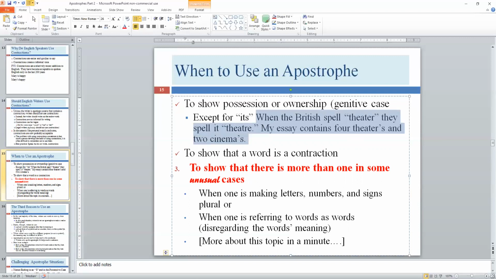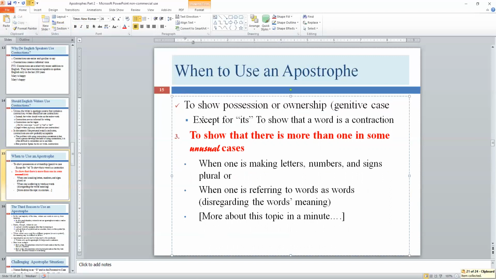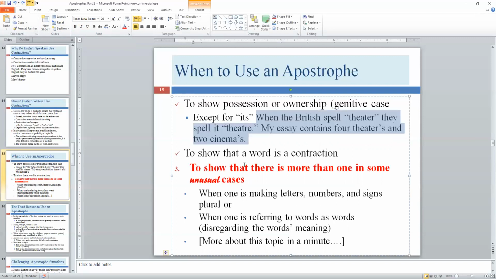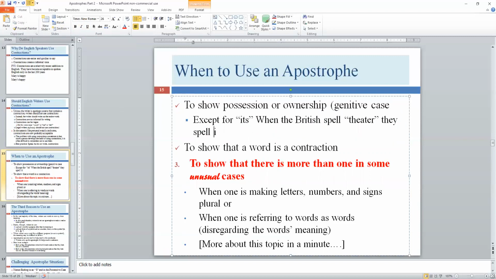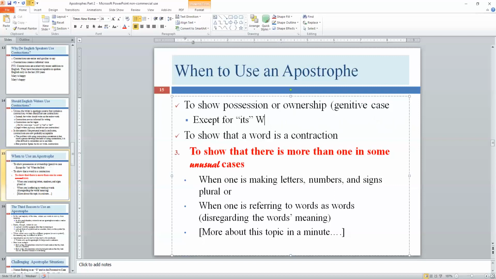Now, it is fine to do this. It is fine to use the apostrophe in this way. I tend not to, but it's a perfectly valid choice. But one thing that is dangerous about following number 3 is that it can lead to what I call an expansion of the concept.